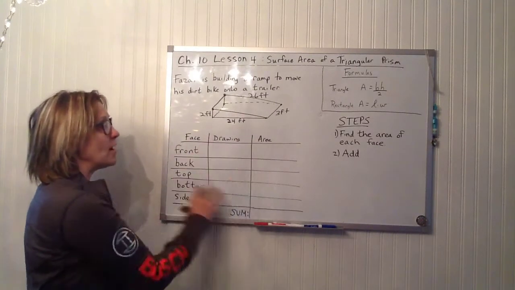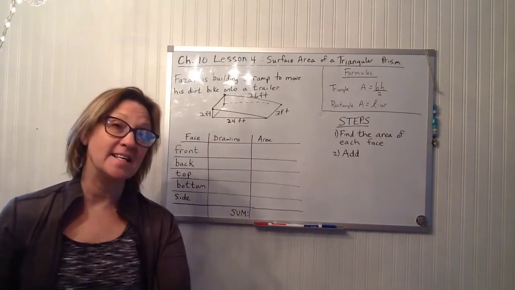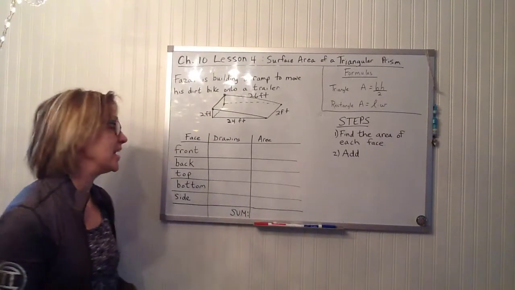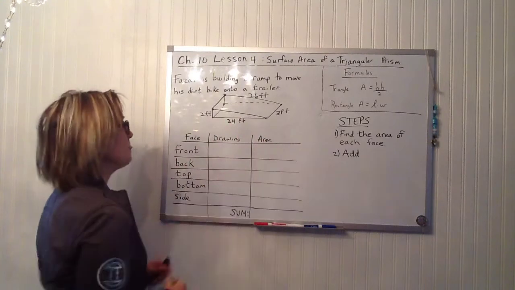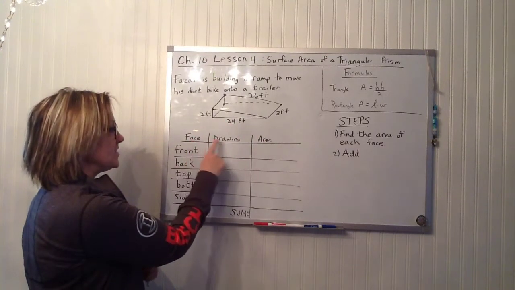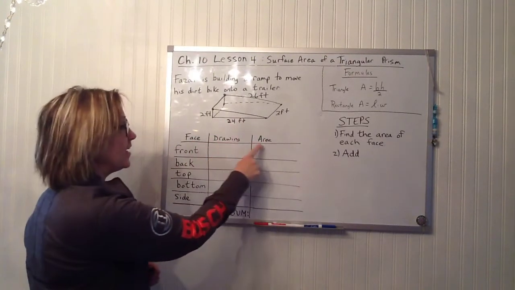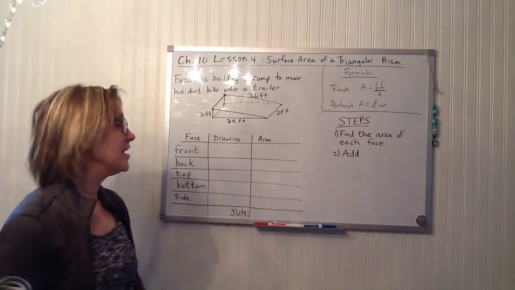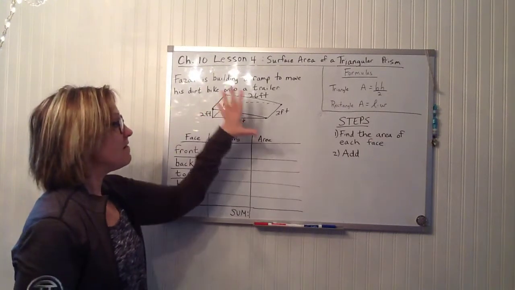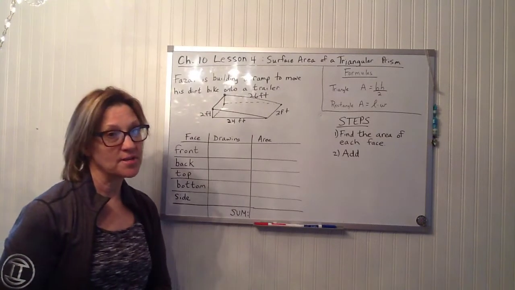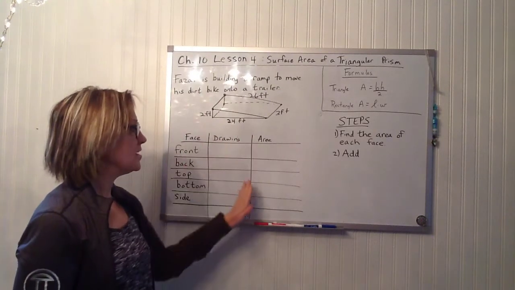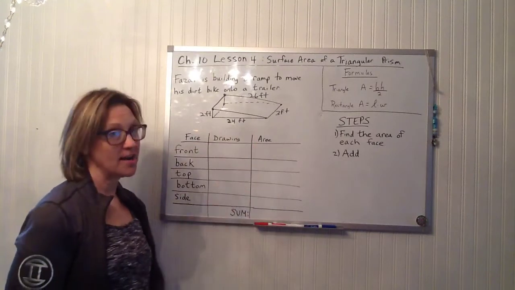All right, then we're going to put some information inside a table to organize your thinking. So we're going to have 3 columns. The first one is called face, the second one is drawing, and the third one is the area. Then we're going to take a look at all 5 parts of this triangular prism. So get your chart drawn here.